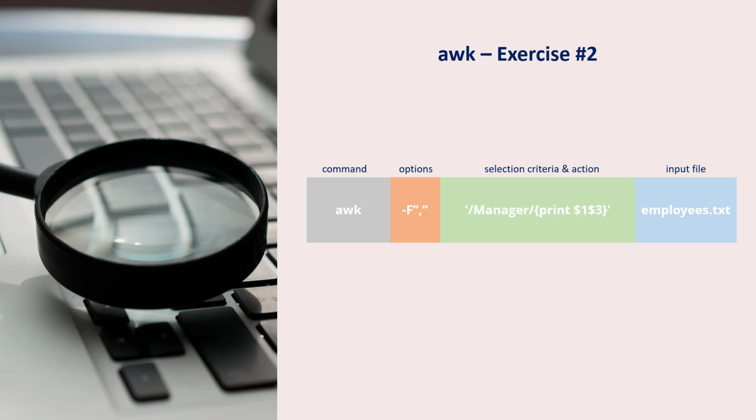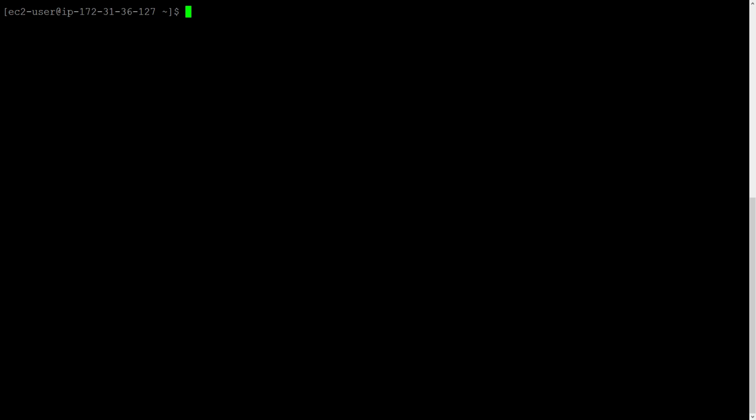Instead of printing the whole record like we did in our previous exercise, we can make awk print only selected fields from the selected records. These fields can be specified by prefixing $ to the number. So $1 refers to the first field, name, $2 refers to the second field, designation, and $3 refers to the third field, salary. So if we say print $1, $3, awk will print only the name and the salary fields for the selected records.